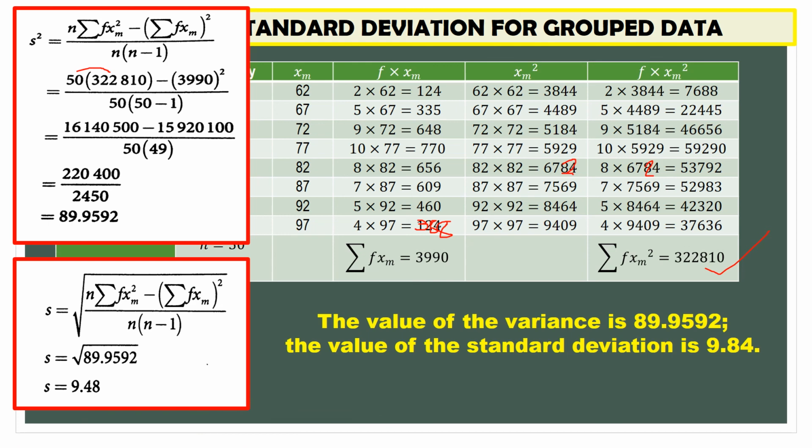Then, simply extract the square root for the standard deviation. We have plus or minus 9.48.